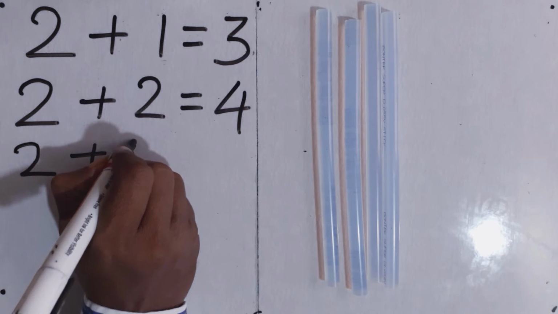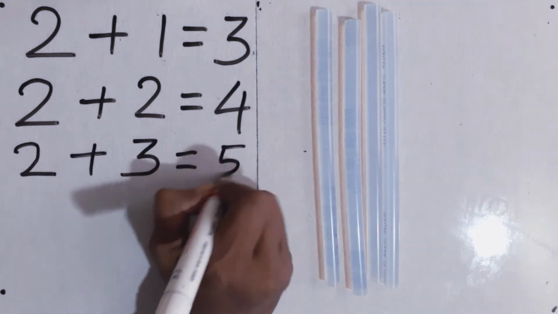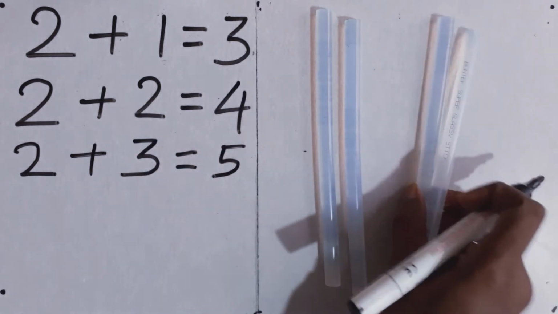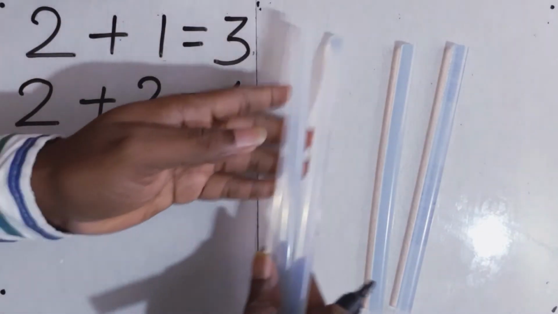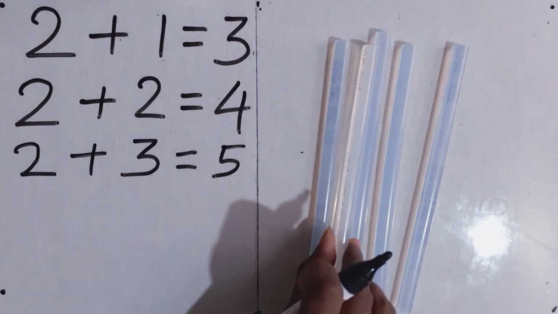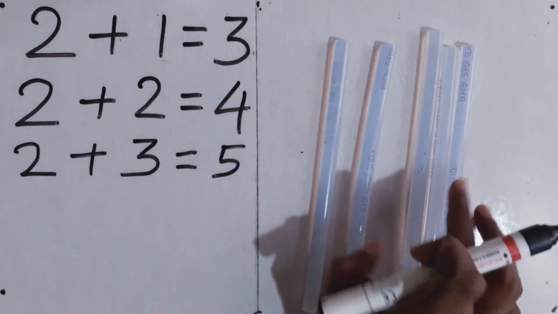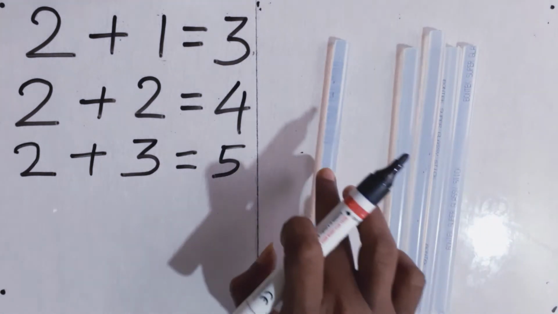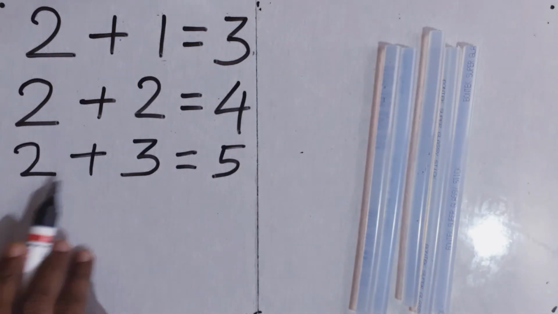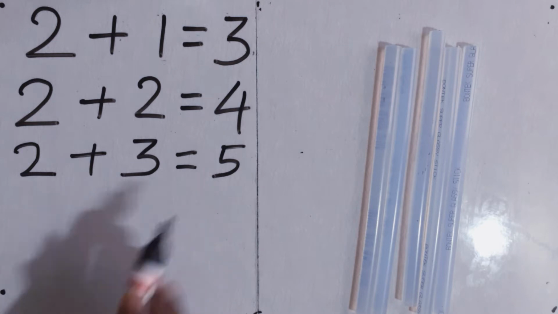2 plus 3 is equal to 5. These are 2 sticks. These are 3 sticks. 2 plus 3. Now you count here 1, 2, 3, 4, 5. 2 plus 3 is equal to 5.